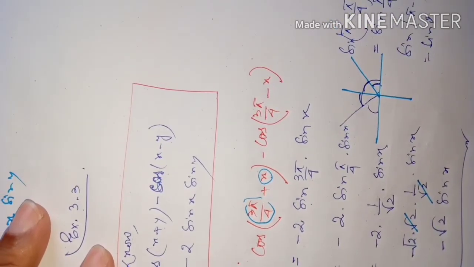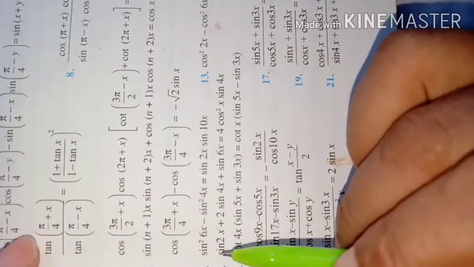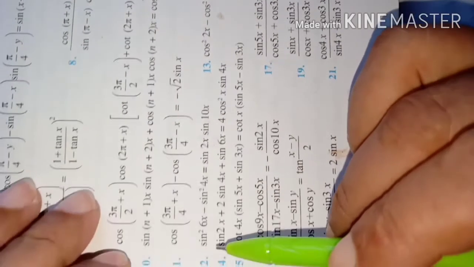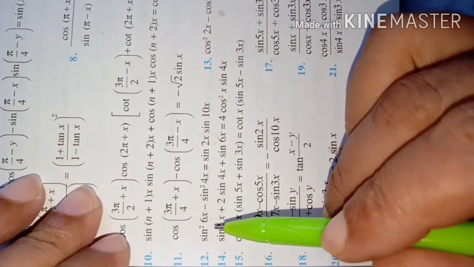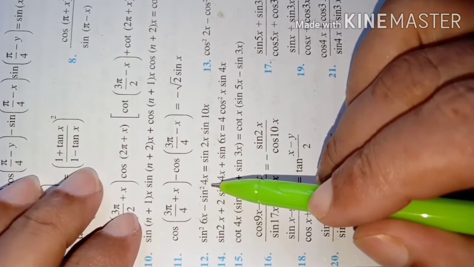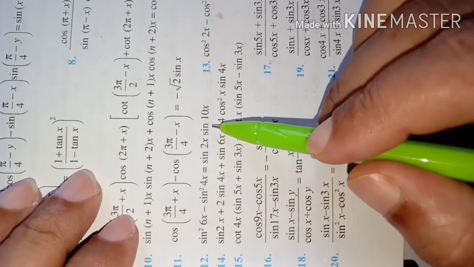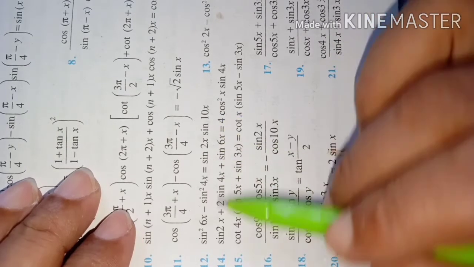Clear? Now look at question number 12. Look at question number 12. Sin square 6x minus sin square 4x equal to sin 2x into sin 10x. Okay, dear students? We'll solve this question now.